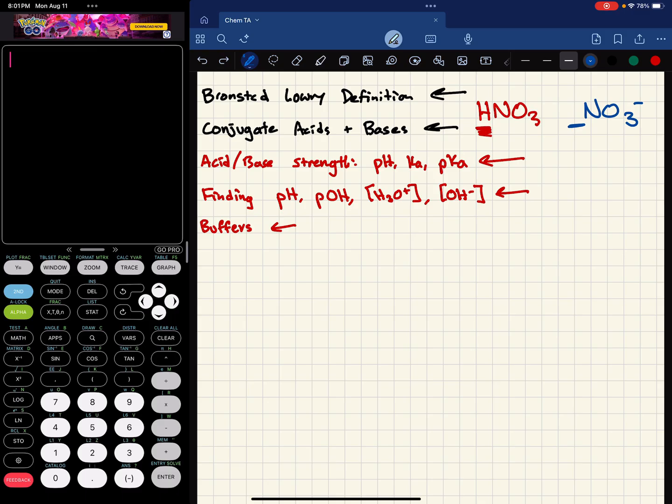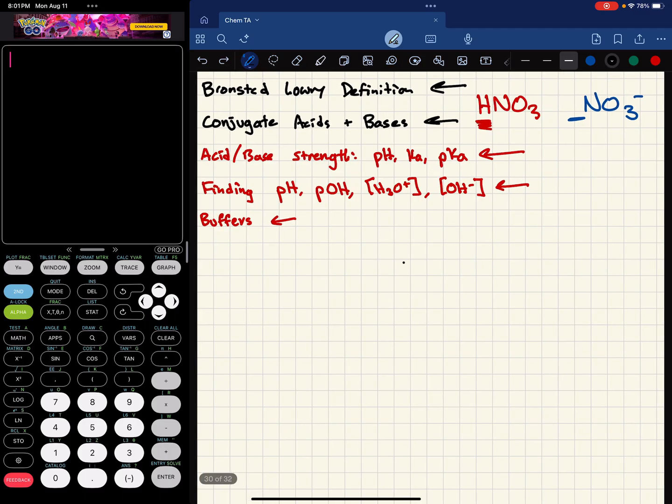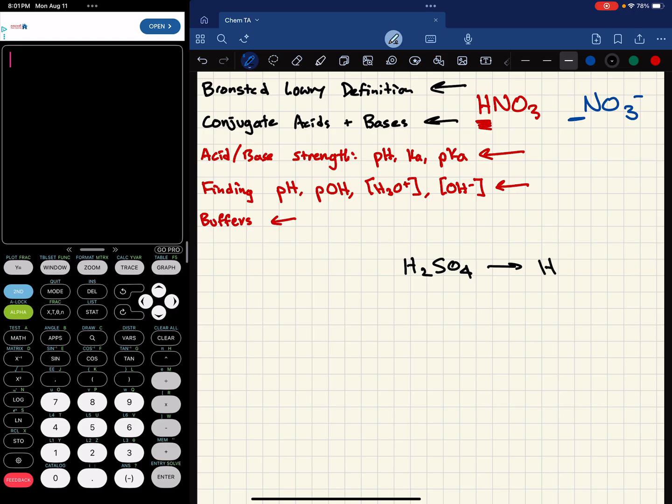Usually the acids are just going to be the same as the base, but with a hydrogen. It might not even have a charge, like for example, H2SO4. This is the acid, and this would be the conjugate base, HSO4 minus. See, this still has a hydrogen, but it has one less hydrogen than this one. So this would be the acid, this would be its conjugate base.